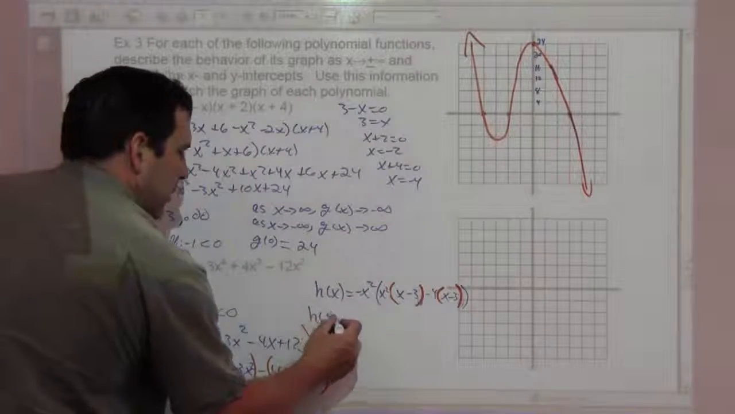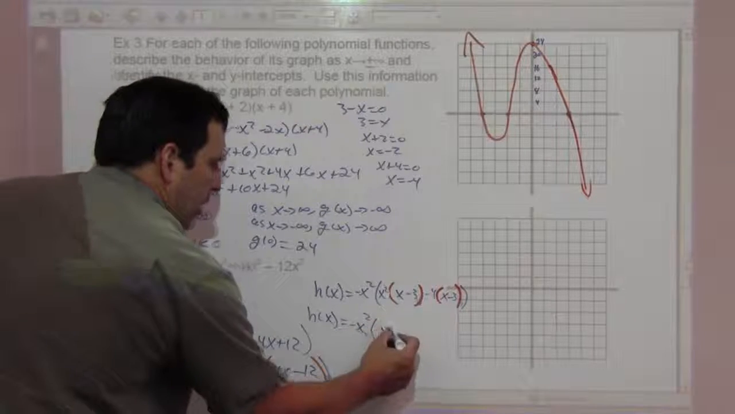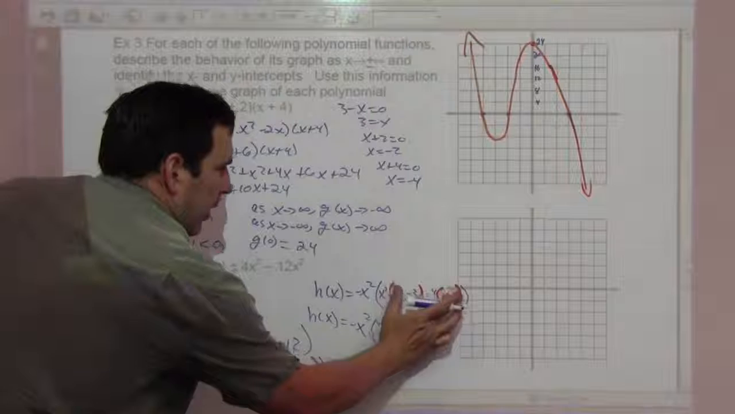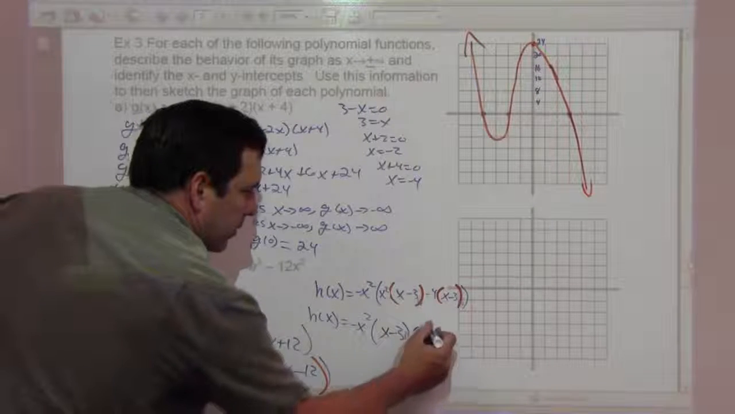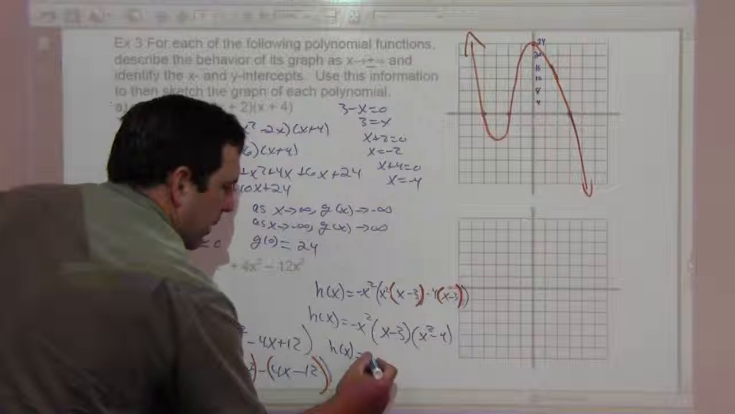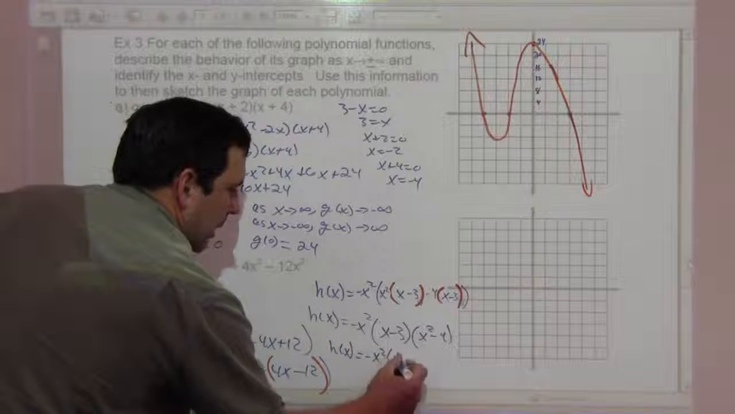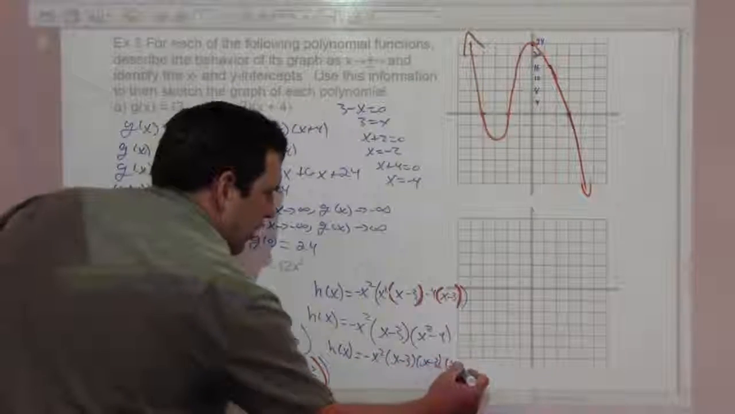So h of x is that negative x squared out front. We have a repeated factor of x minus 3. And if that x minus 3 is gone, we have an x squared minus 4 left. So this means h of x is going to be negative x squared times x minus 3 times x minus 2 times x plus 2.